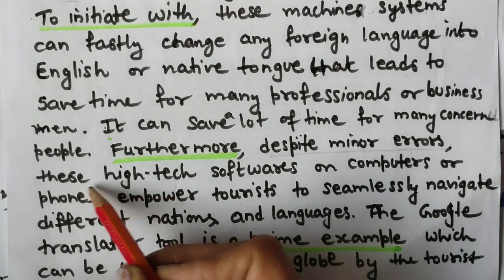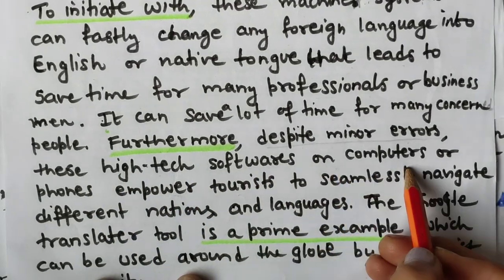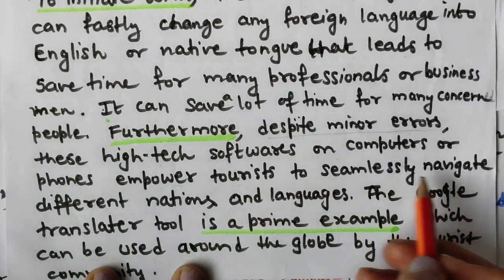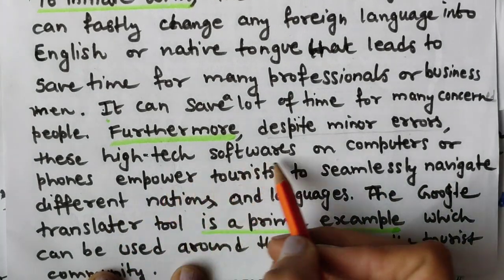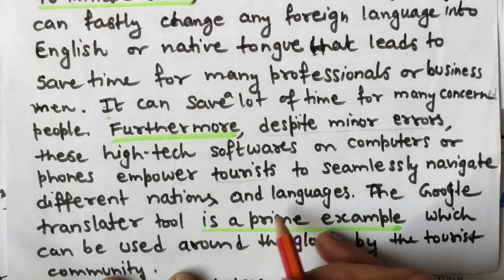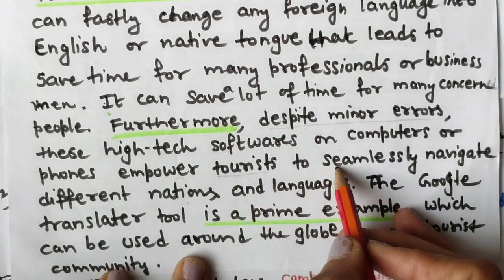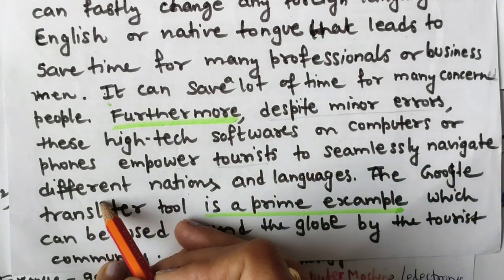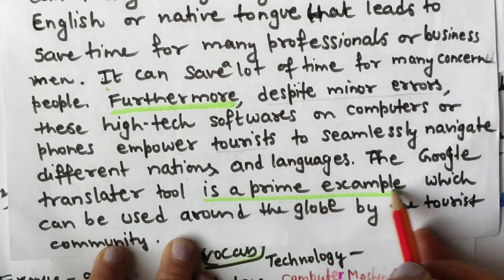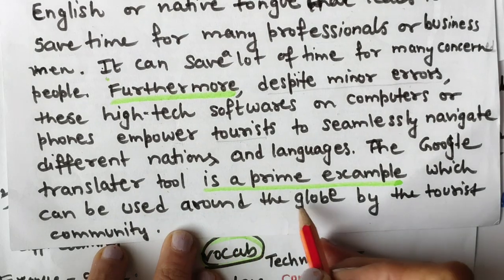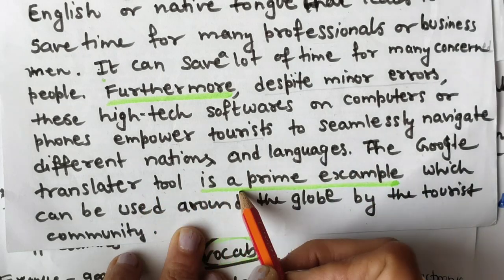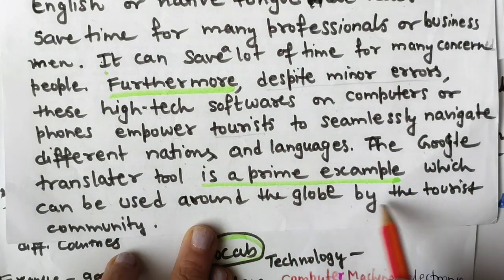Despite minor errors, these high-tech softwares on computers or phones empower tourists to seamlessly navigate different nations and languages. Now we are talking about tourist people. Tourists to seamlessly navigate or roam in different nations and languages. The Google Translator tool is a prime example which can be used around the globe by the tourist community.